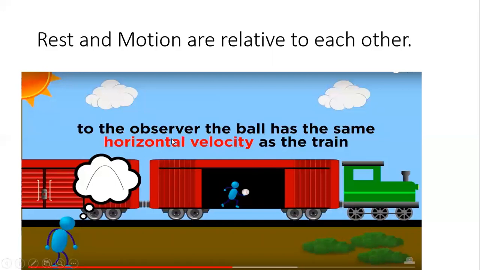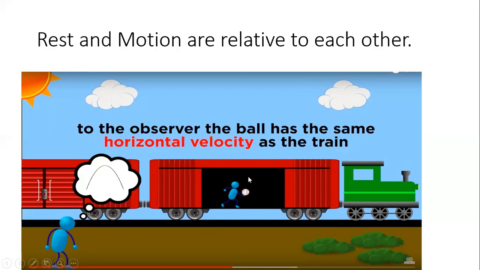Rest and motion, both terms are relative to each other. How? Have a look at this picture. To the observer, the ball has the same horizontal velocity as the train. He is the observer, he is observing the train. This man is with the ball inside the train. To him, the ball and the man have the same velocity as the train.